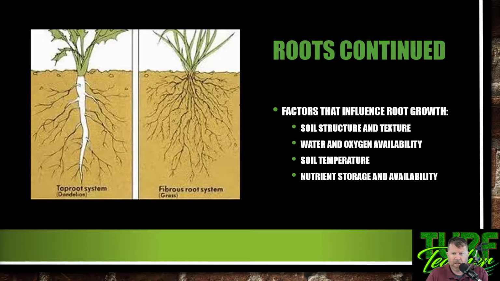Oops, we didn't talk about the factors that influence root growth: soil structure and texture, water and oxygen availability, soil temperature, and nutrient storage and availability. Now, the one thing that I have noticed is that some of these weeds are more adaptable than some of our fescue grasses or some of our ornamental shrubs. Weeds are going to grow just about anywhere.